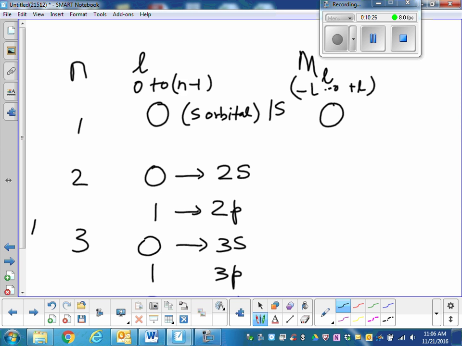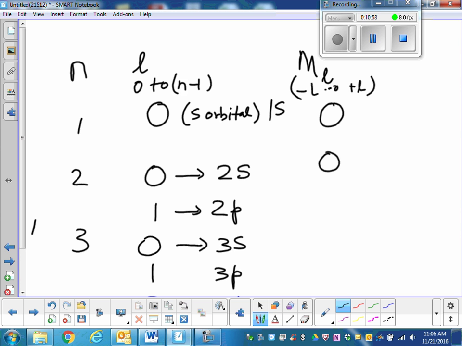The magnetic quantum number actually talks about the orientation of the orbital. There is no orientation of the s orbital. Therefore, it is spherical. Does that make sense? When you go to the 2s orbital, L is again 0, so there is no orientation. It's a sphere.